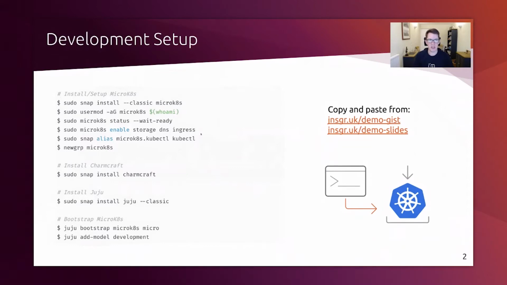You'll note that the slides for this presentation are available at jnsgr.uk/demo slides. And there's also a gist set up, the link for which is on screen. And that has a single file per numbered slide. So any commands that you want to copy and paste, any pieces of code that you want to copy and paste, you should be able to do that in a relatively easy format.